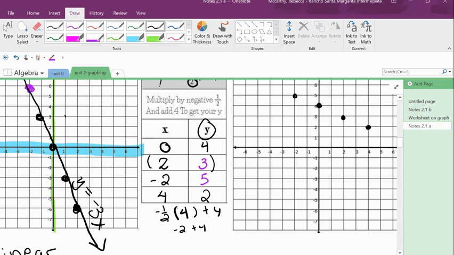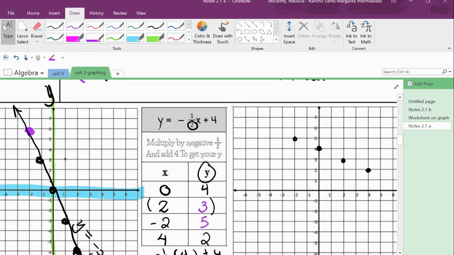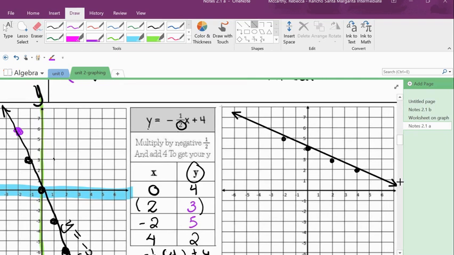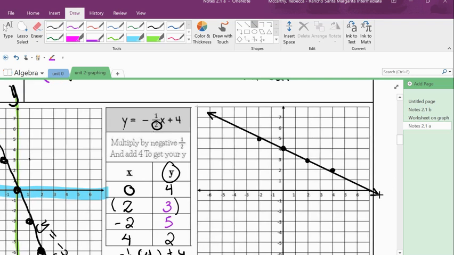So again, nice clean straight line. It's going down, so that's how I see this is going down. So it's kind of like a negative line. So I'm going to write that line there, make it go through all my points. And I'm going to write what rule it used. So it used y equals negative 1/2 x plus 4.